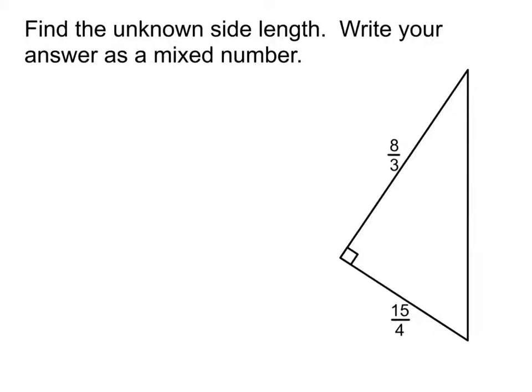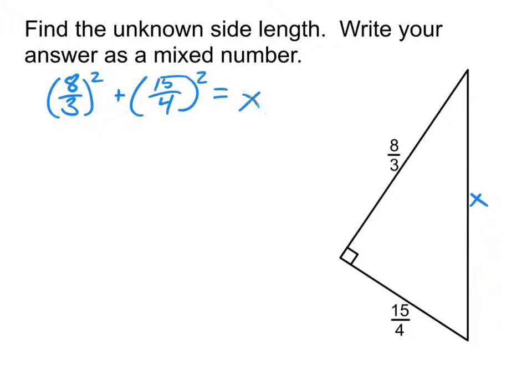All right, so for doing this one, you notice we got a right triangle. We're trying to find the unknown side length, which I'm going to go ahead and call x here. It's all side lengths. Therefore, we're going to use Pythagorean Theorem. Remember, a squared plus b squared equals c squared. So in this case, that's going to be 8/3 squared plus 15/4 squared equals x squared.